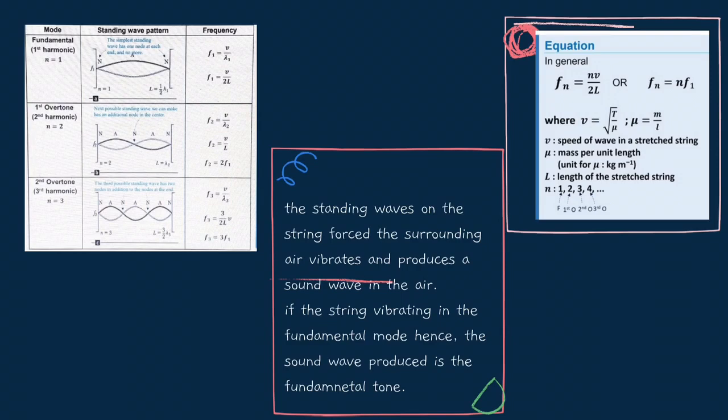The standing wave on the string forces the surrounding air to vibrate and produces a sound wave in the air. If the string is vibrating in the fundamental mode, then the sound wave produced is the fundamental tone. This is a general equation to describe it: fn equal to nv over 2L, or we can have fn equal to n times f1.